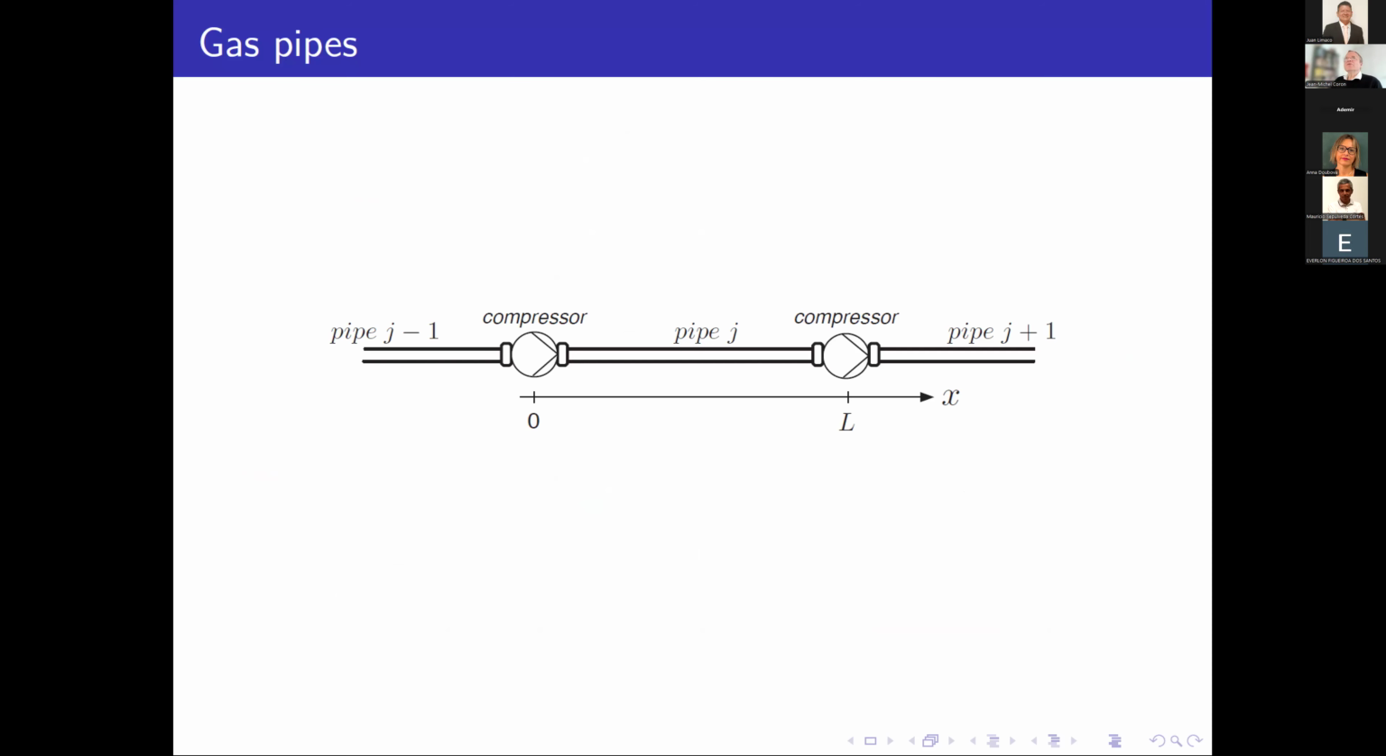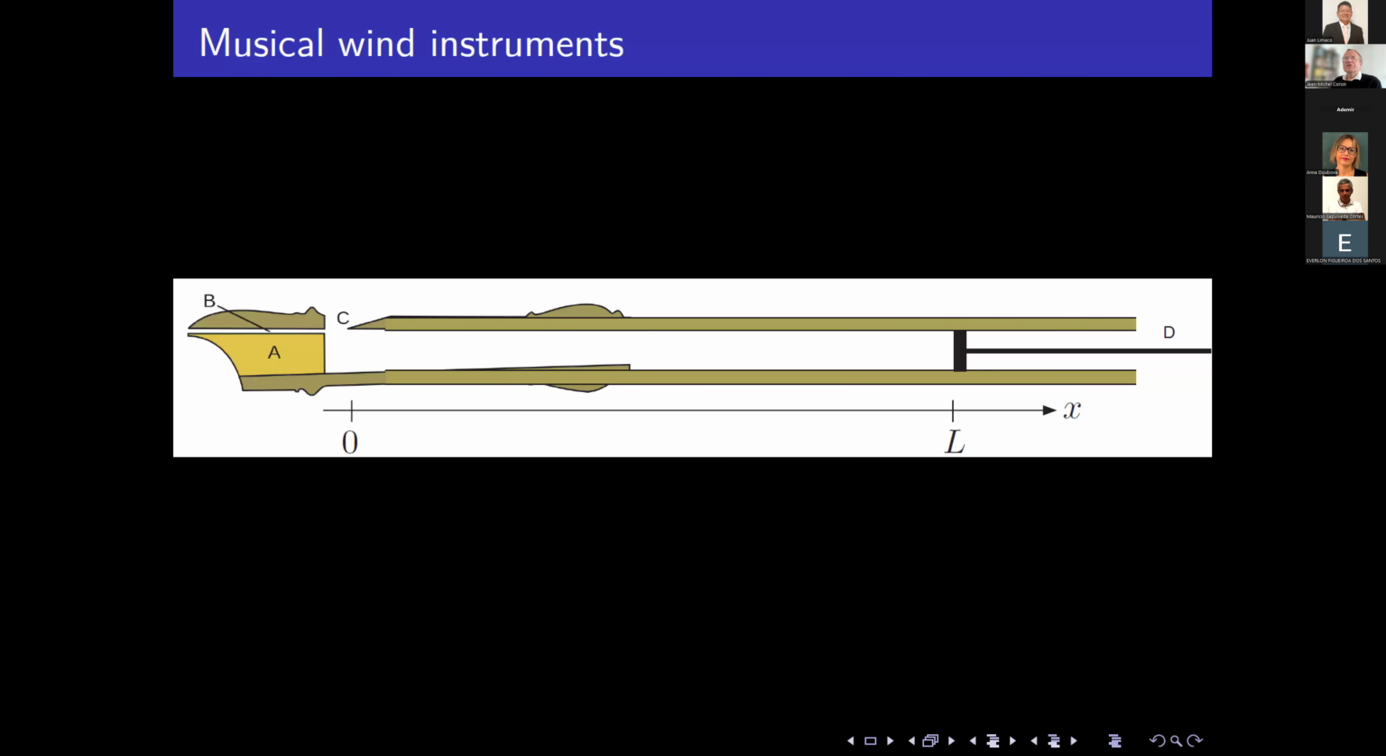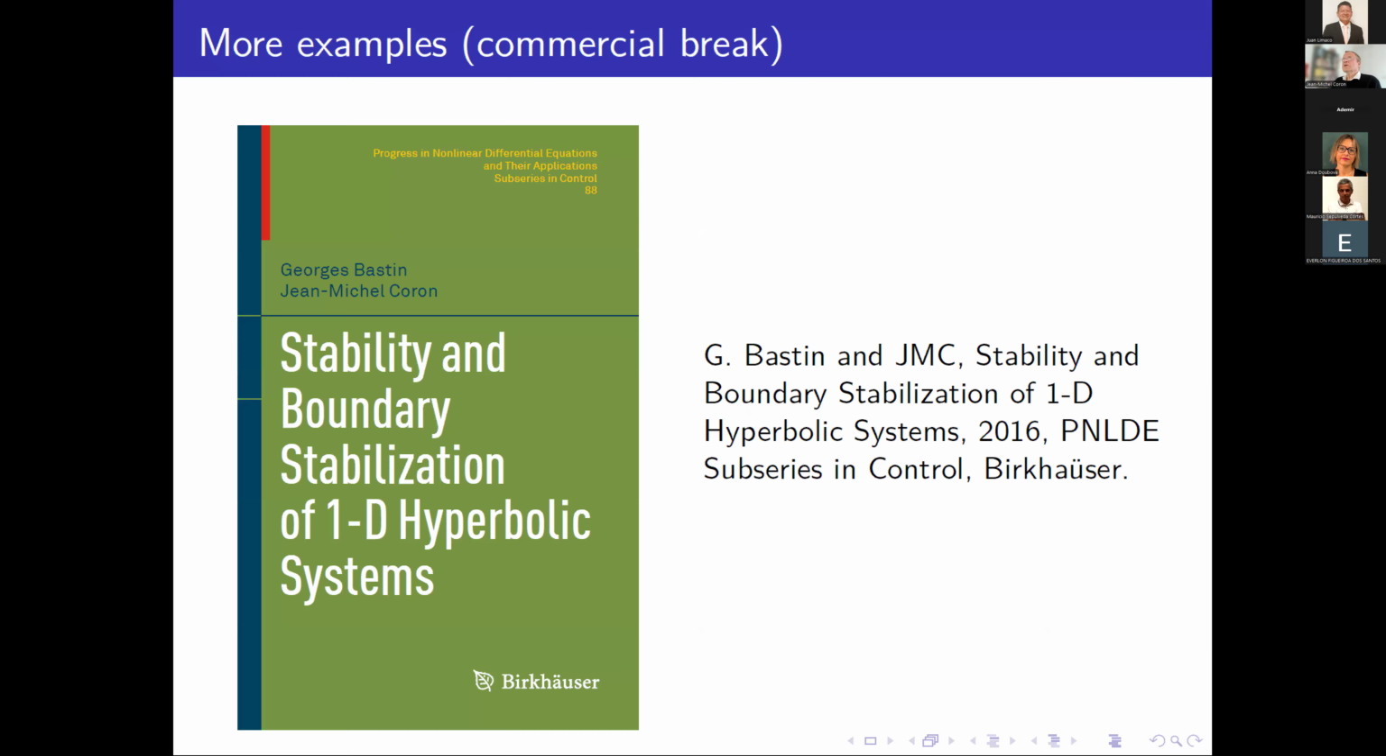For example, the gas pipes, the chromatography also can be modeled by this type of system, y_t plus A(y) y_x plus B(y) equals 0. The musical wind instruments, and then you see this is a case where you move the length of the interval. And you can find more examples in this book that I wrote with Georges Bastin in 2016.